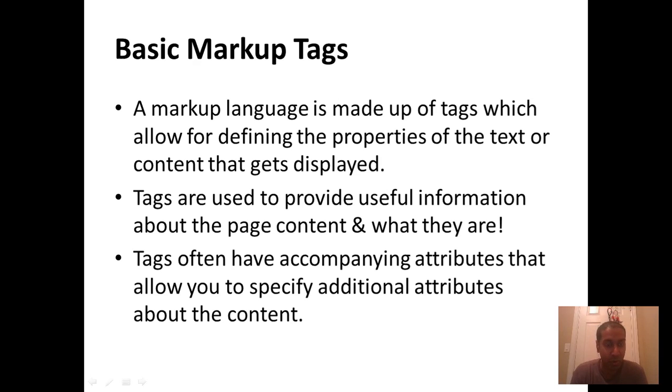So as I said before, to review, a markup language is made up of tags which allow for defining the properties of the text or content that gets displayed. Tags are used to provide useful information about the page, content, and what each of the elements are. Tags often have accompanying attributes that allow you to specify additional information about the content.